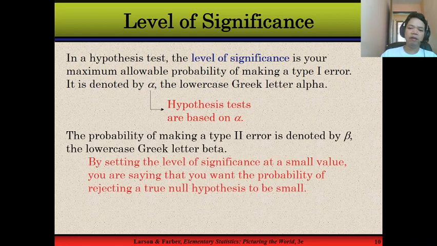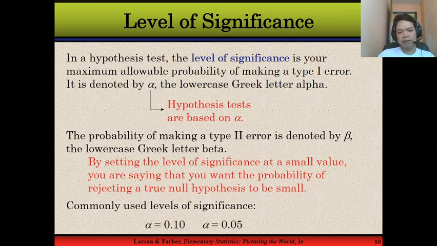So, by setting the level of significance at a small value, you're saying that you want the probability of rejecting a true null hypothesis to be small. So, kailangan natin yung level of significance ay maliit lang. Para maliit lang yung chance ang mangyari yung type 1 or type 2 error mo.